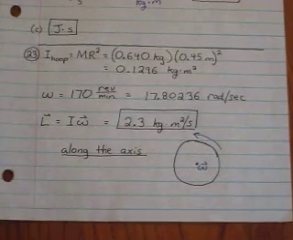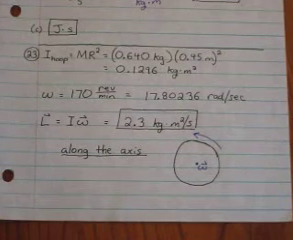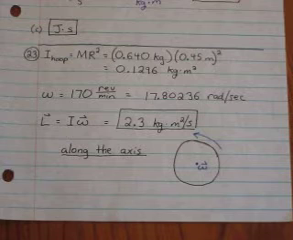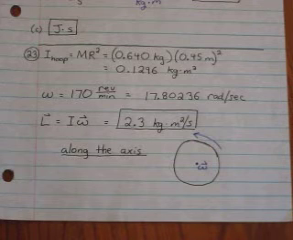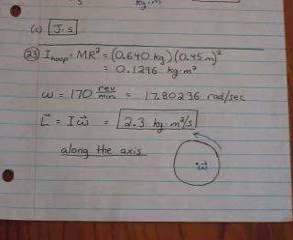Number 23. You have a hoop, there's its diameter, convert that to its radius of 45 centimeters, rotating at 170 RPM about its central axis. What is its angular momentum?